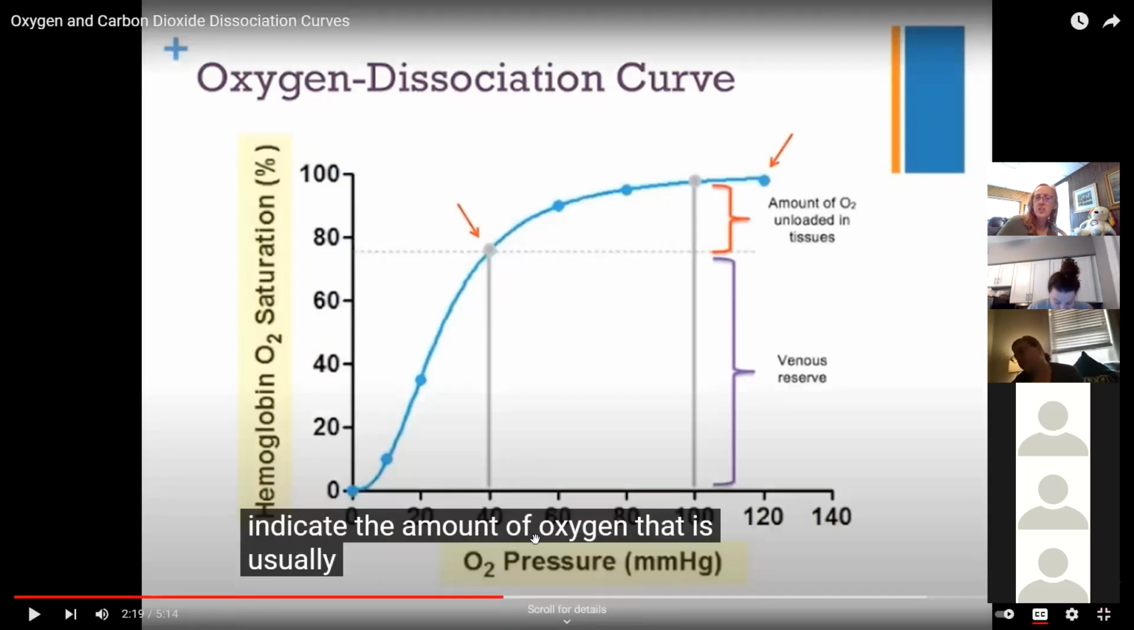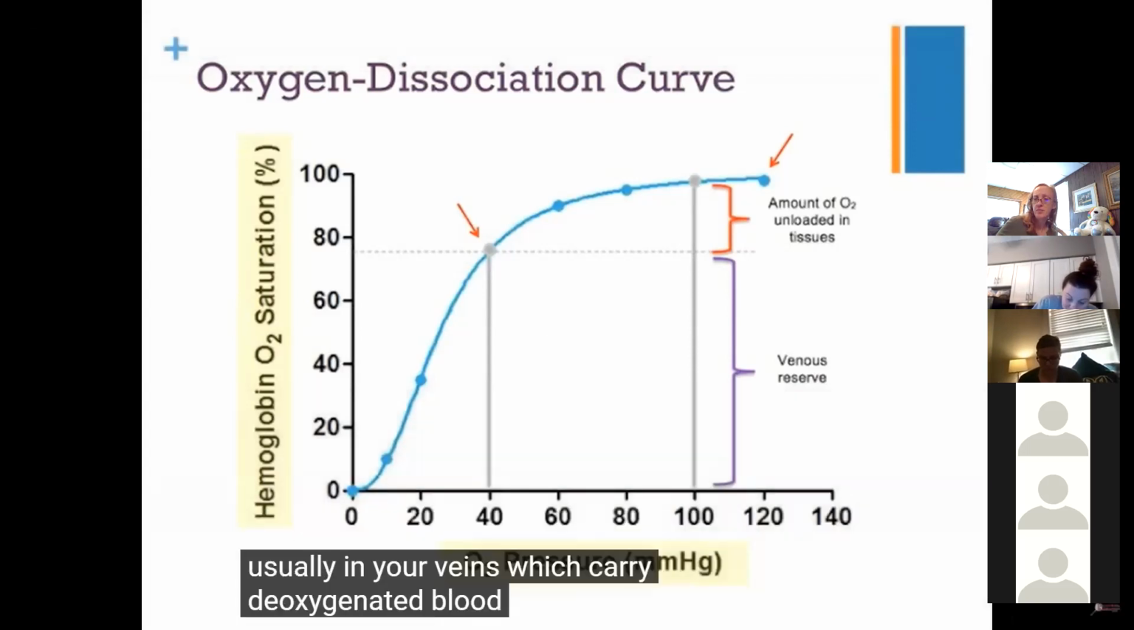So at a partial pressure of about 40, remember that's about what it is in the tissues, you're at about 75% saturation. At a partial pressure of 100, which is what the oxygen level is like in the capillaries in the lungs, you're at about 100% saturation. Usually in your veins, which carry deoxygenated blood.